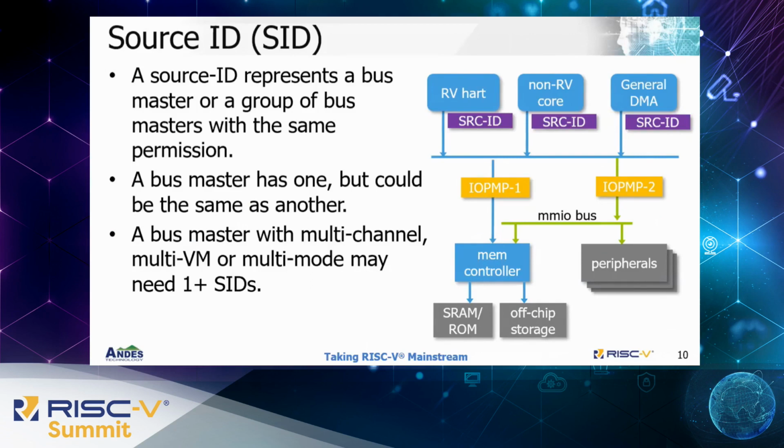The source ID here refers to the bus master issuing the transaction. Each bus master needs such an ID, which is used to represent a security identity in an IOPMP's scope. It doesn't have to be unique. If a group of bus masters has the same permission in every memory region, they can use the same source ID. In addition, some bus masters may play different roles, such as a multi-channel DMA, a processor with multiple modes, or a processor running multiple virtual machines. In such a case, we should use different source IDs to distinguish the real source.